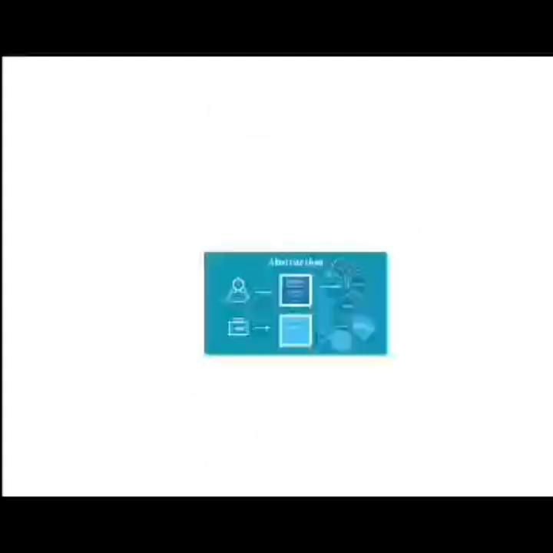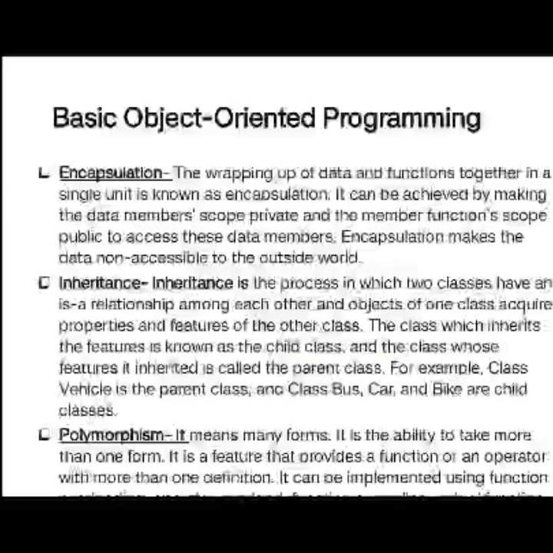Now this is abstraction, which shows only essential information and hides all unwanted information. If we don't need all the information, then why would we show it? Only the usable information is shown in the program, and all other information is hidden. This feature is provided by OOP.